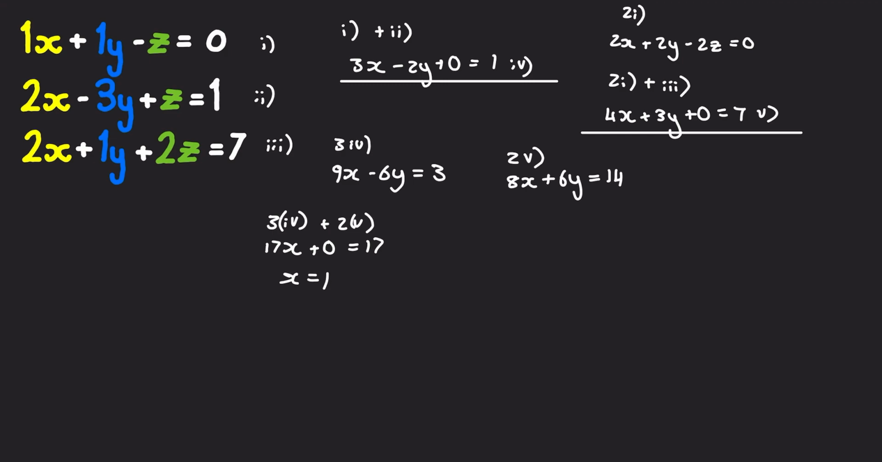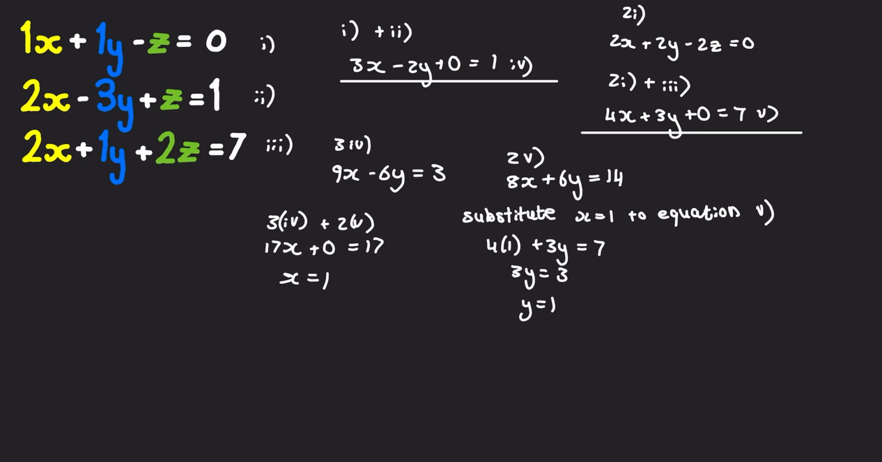Now, I'm going to substitute x equal to 1 into equation 5, and I'll get 4 times 1 plus 3y is equal to 7. So then I'll get 4 plus 3y equals 7. I can minus 4 from both sides, and I'll get 3y is equal to 3, since 7 minus 4 is equal to 3. Divide both sides by 3, y equals 1.